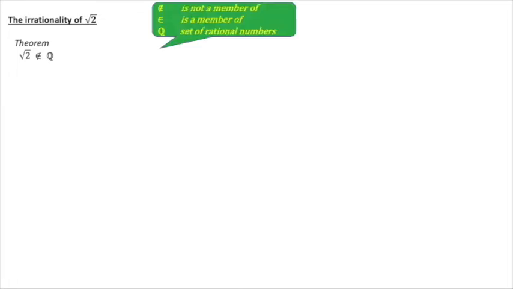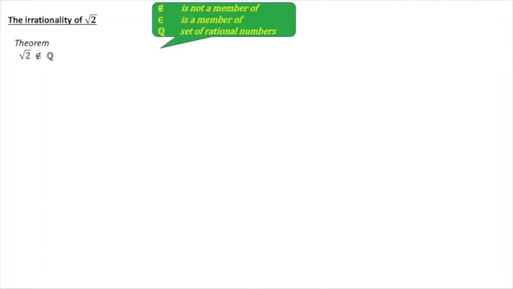Now the irrationality of root 2. Theorem. Root 2 is not a member of Q. Now little e means a member of, so a slash through it means is not a member of, and Q is the set of rational numbers. So we are saying that root 2 is not rational.